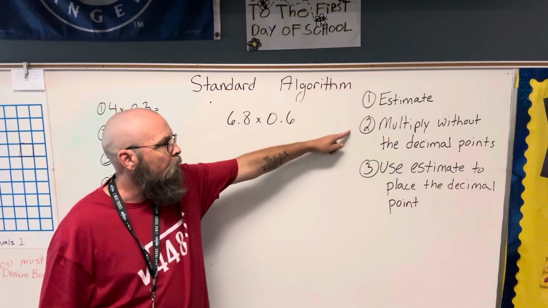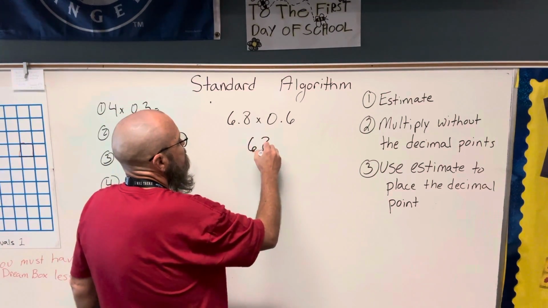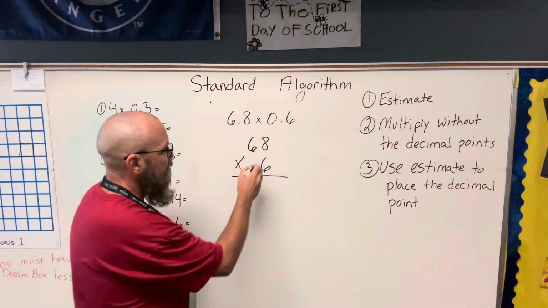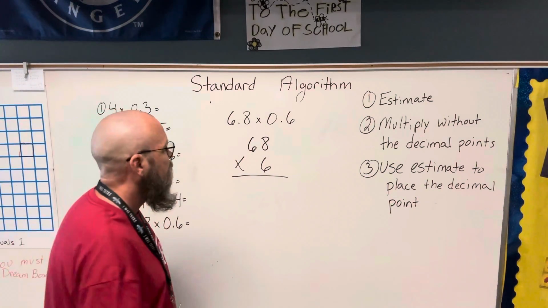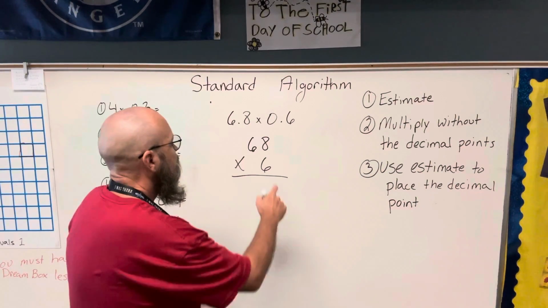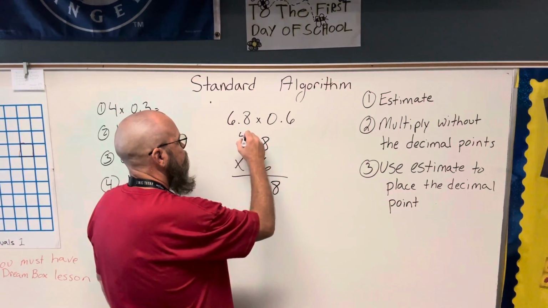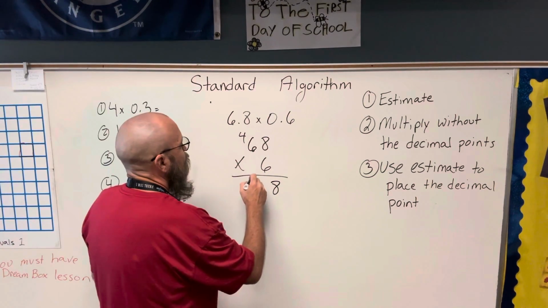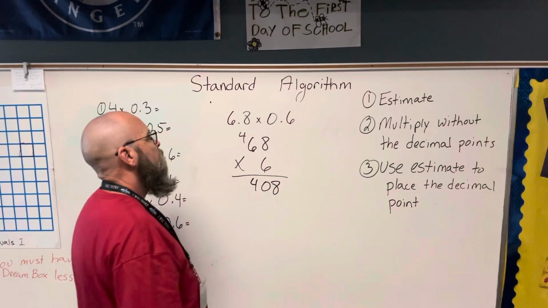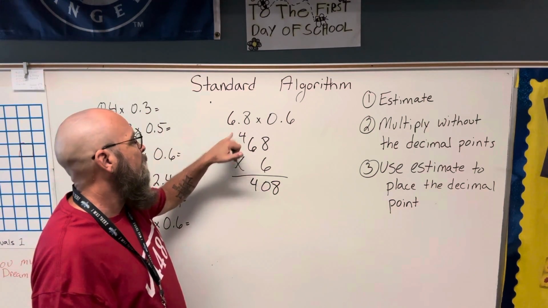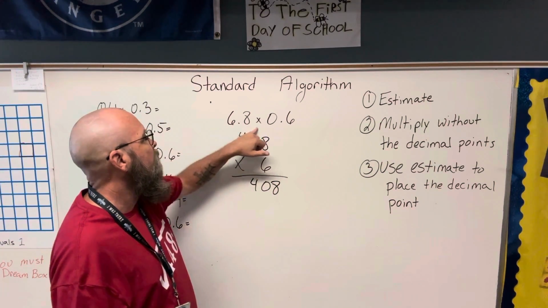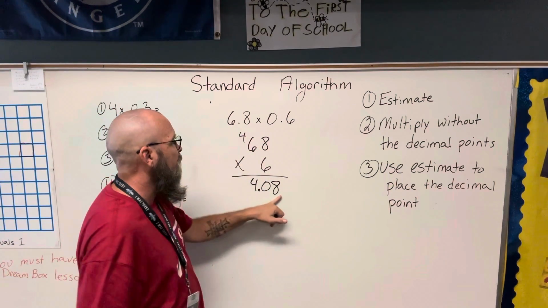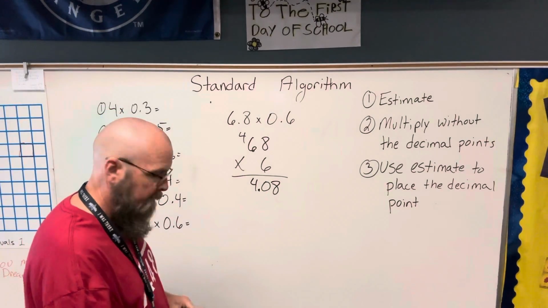I multiply without the decimals. So I have 68 times 6. I don't need to put that 0 in the front because if I put a 0 there, it doesn't do anything except make more work for myself. 6 times 8 is 48. 6 times 6 is 36, plus 4 is 40. And my answer, I said my estimate would be a little more than half of this. So it's going to be 4 8/100ths.